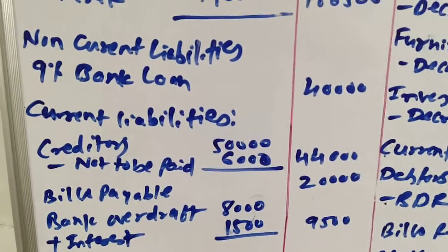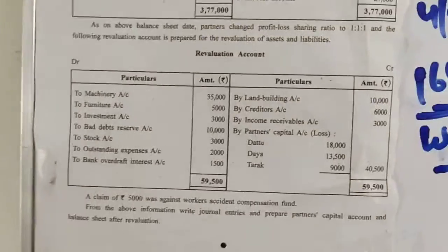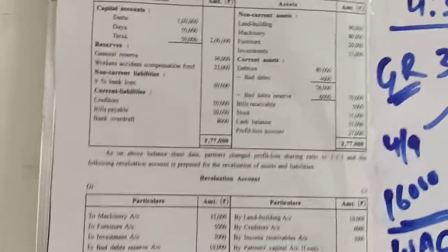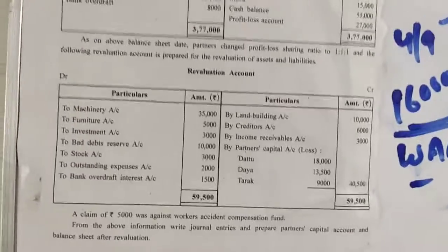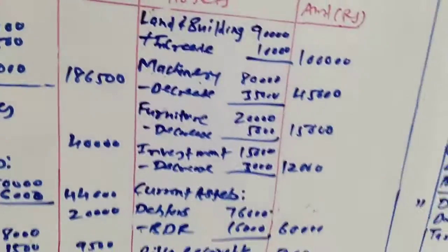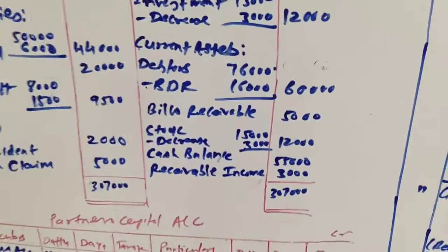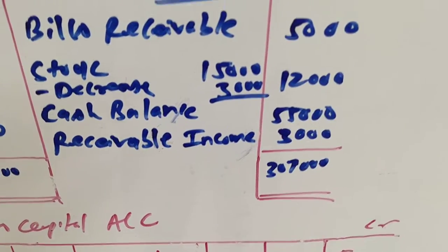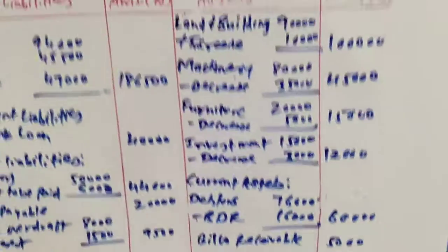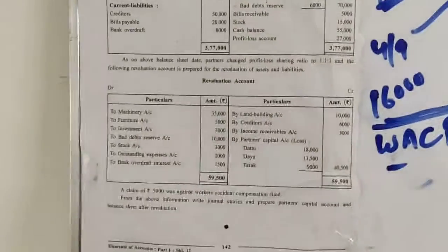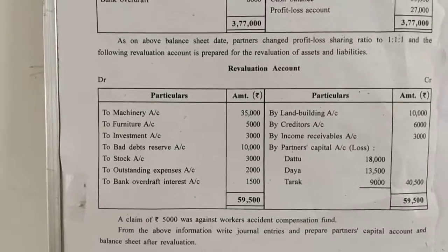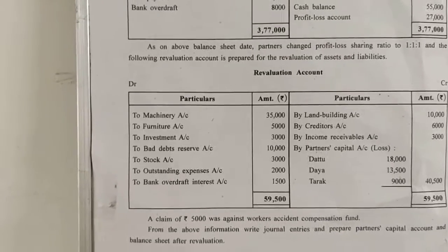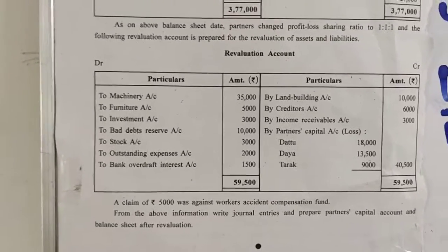Okay, let's come to the next thing. Income receivable 3,000. There is no such income in the old balance sheet, so we will be writing this directly in the new balance sheet. So in the new balance sheet after revaluation, receivable income 3,000, last item you can see. Okay, let's come to the other thing. Then after that there is the partners capital account, that is loss on revaluation. Okay, we'll talk about this later on.